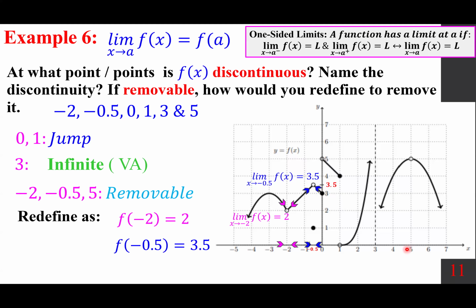Last one is number 5. We approach 5 from the left and right. We approach this hole from left and right. And as we look at this hole, we notice the y coordinate is 5. So the limit of f of x as x approaches 5 is 5. So we are going to redefine this in the following manner. F of 5 also must be equal to the limit 5. And if we do so, we have removed the discontinuities that are removable.